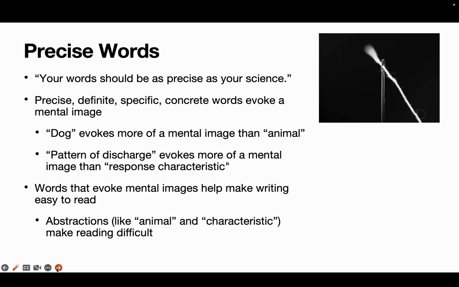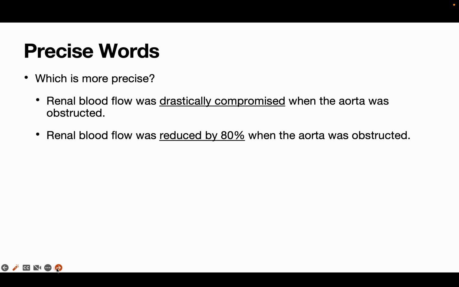And when you think about it, something like dog evokes more of a mental image than a word like animal. Pattern of discharge evokes more of a mental image than response characteristic, because response characteristic is just a general response. When you think about a pattern of discharge, you really know what you're thinking about. Words that evoke mental images help make your writing easy to read. Abstractions like animal or characteristic, they make reading difficult.